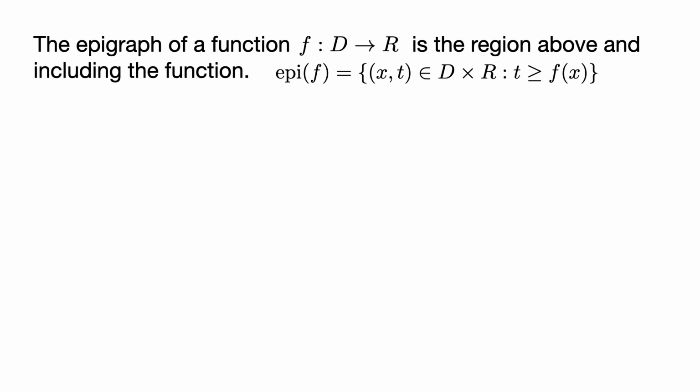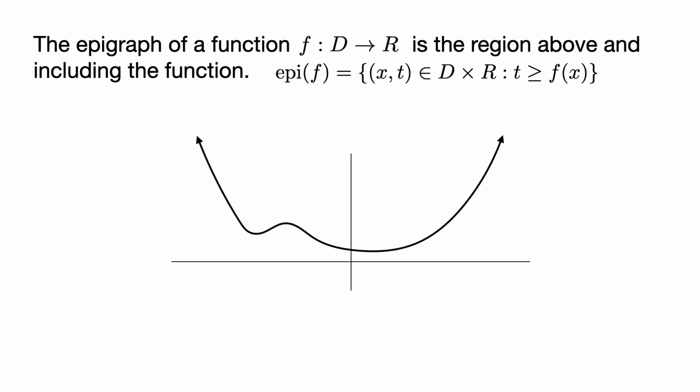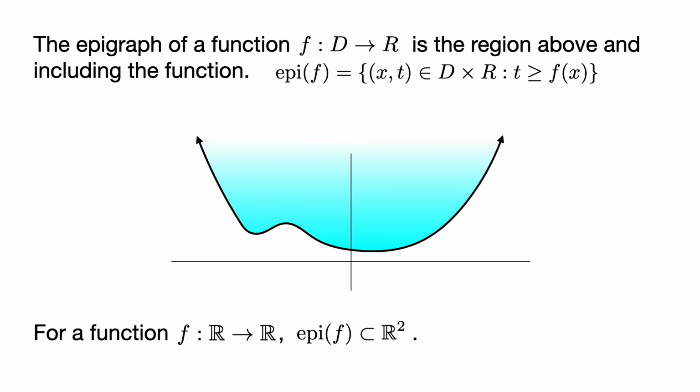Changing topics slightly, here's a new definition. The epigraph of a function f, which maps its domain D to its range R, is the region above and including the function. So if this is our function, the epigraph is everything above the function and the function itself. Note that for a function that maps the real numbers to the real numbers, the epigraph of that function is a subset of R2.